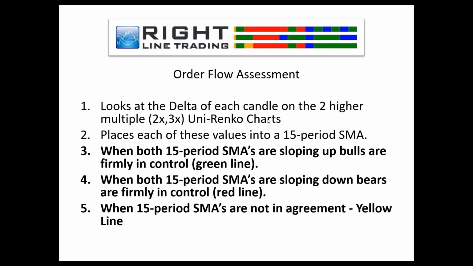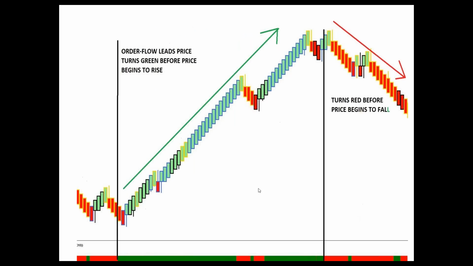And since we're looking at two higher time frames that must align, we really do get rid of that skewed data and simply look at that one standard deviation's worth of data. So when both 15-period SMAs are sloping up, the bulls are in control. And when both 15-period SMAs are sloping down, the bears are in control. And when the 15-period SMAs are not in agreement, the line is yellow. So now you have an absolute direction to trade.